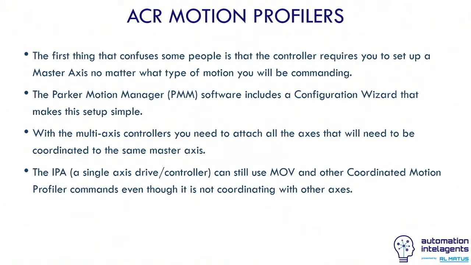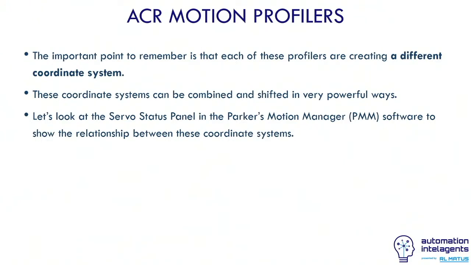One of the first things that confuses some people is that the controller requires you to set up a master axis no matter what type of motion you will be commanding. The Parker Motion Manager, or PMM software, includes a configuration widget that makes this simple to set up. With the multi-axis controllers, you need to attach all of the axes that will need to be coordinated to the same master axis. And the IPA, which is a single-axis drive controller, can also use the MOV and other coordinated motion profiler commands, even though it is not coordinating with other axes. The important point to remember is that each of these profilers is creating a different coordinate system. These coordinate systems can be combined and shifted in very powerful ways.